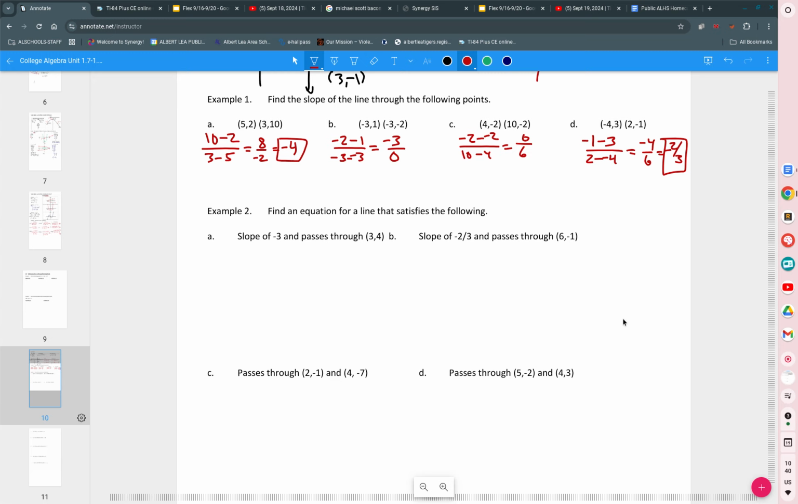Pause, take a glance. I got the first one to be a slope of -4. I got the last one to be a slope of -2/3. You good with those two? Let's talk about the middles. I've got -3 over 0. Somebody want to be bold and tell me what -3 divided by 0 is?